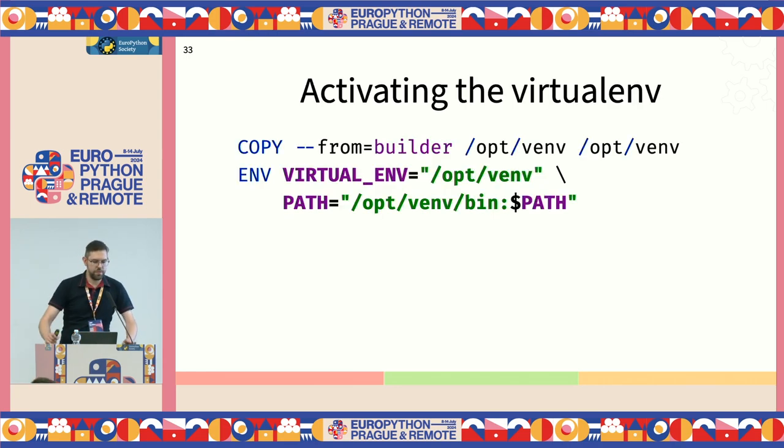Okay, activating the virtual environment is fairly easy. You need to set 2 environment variables, PATH and VIRTUAL_ENV. It's basically the same as what the activate script does. Add the virtual environment's bin directory to PATH, set VIRTUAL_ENV to the path to the entire environment, and that's it.